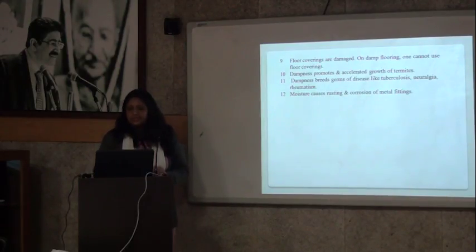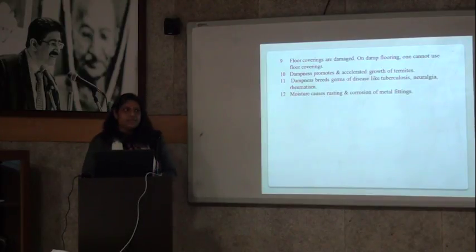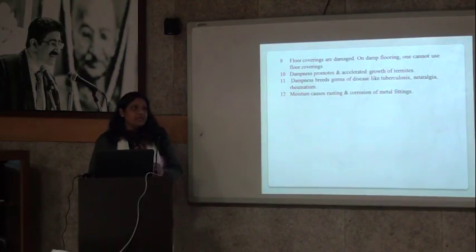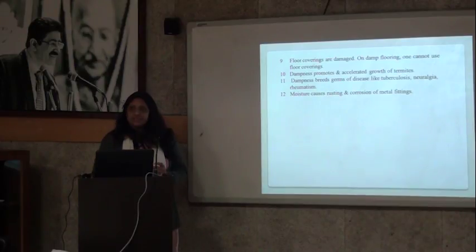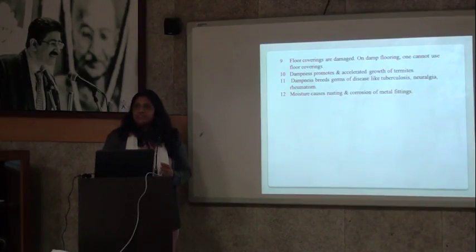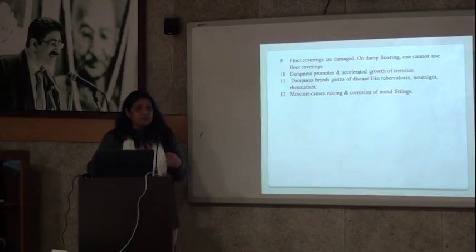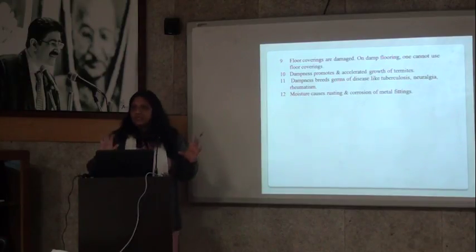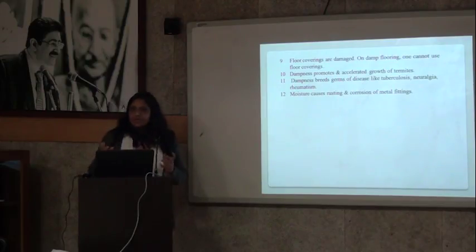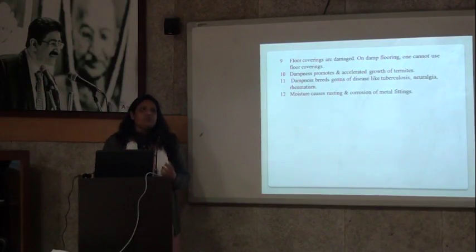Dampness promotes and accelerates growth of termites. Termites really give a very bad effect to the spaces. Termites basically grow with the dampness only, and they grow very fast. Within a week, you will see that the whole wardrobe is damaged and all the clothes have been eaten up by the termites. So if we want to protect our woodwork, our clothes and our belongings, then termites should not be there in the house. And to avoid the termites, the building should be damp proof.